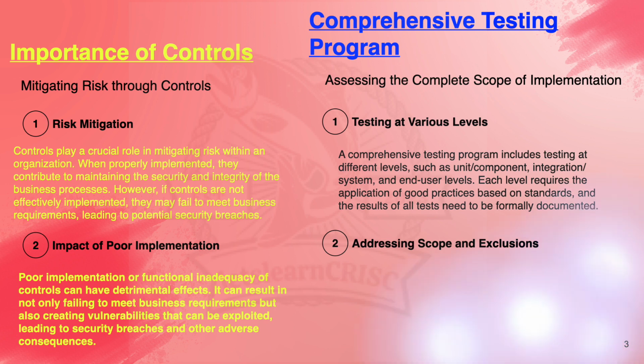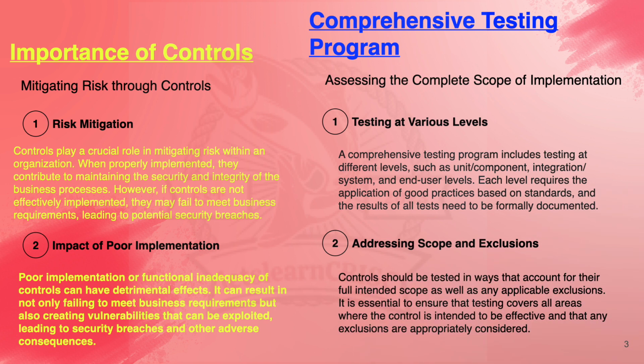Next is addressing scope and exclusion. Friends, when testing a control, it is crucial to make sure that tests cover everything the control is supposed to handle, that is the scope, and to consider any specific things it is not designed for, that is the exclusions. Let's understand with an example. Say you have a security team for a building. Testing the scope means checking that it secures all the entry points.